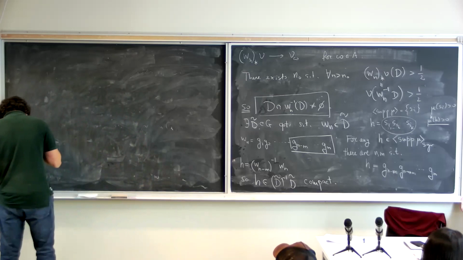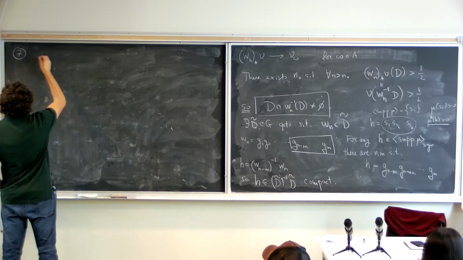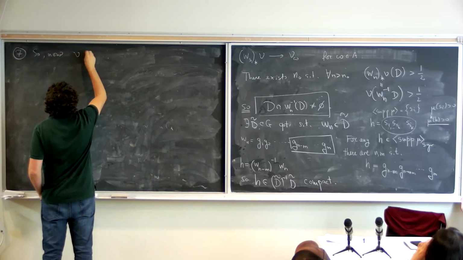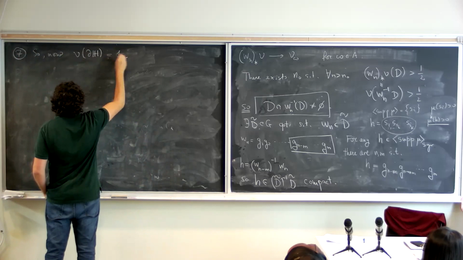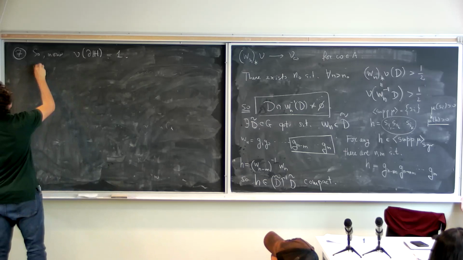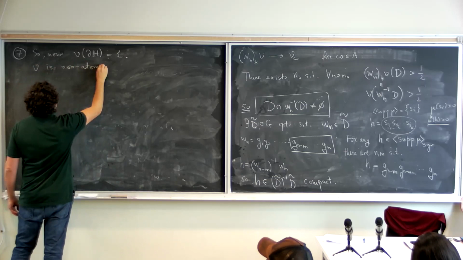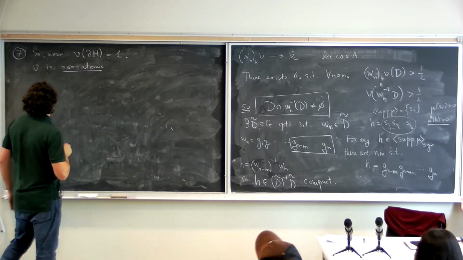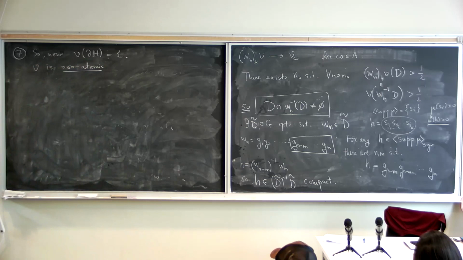Okay, so the other observation that we want to say is that, now, nu is supported, nu of the boundary is one. So nu, we proved, is supported on the boundary. There is nothing inside, okay? So what we want to say is the following. First of all, we want to say that nu is non-atomic. And the trick here is we have to use the other condition about non-elementary which we haven't used yet, which is that it does not fix a finite subset.